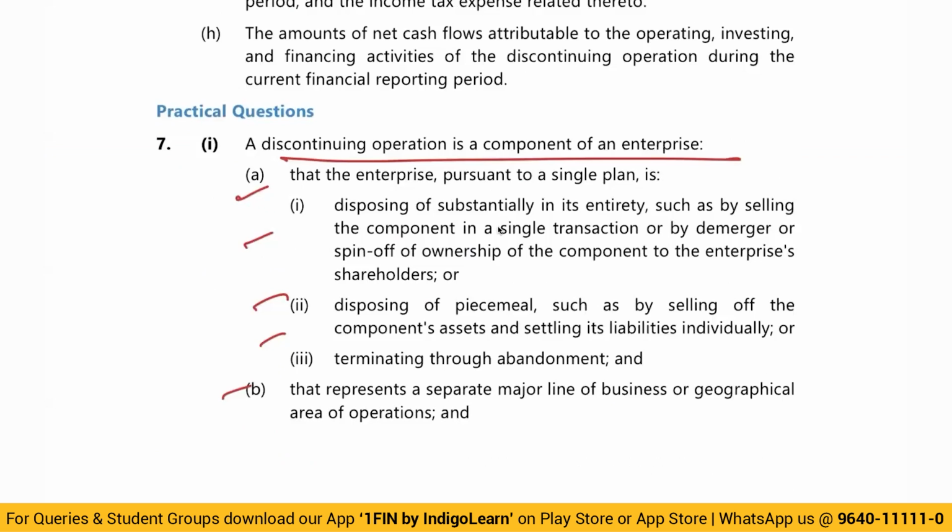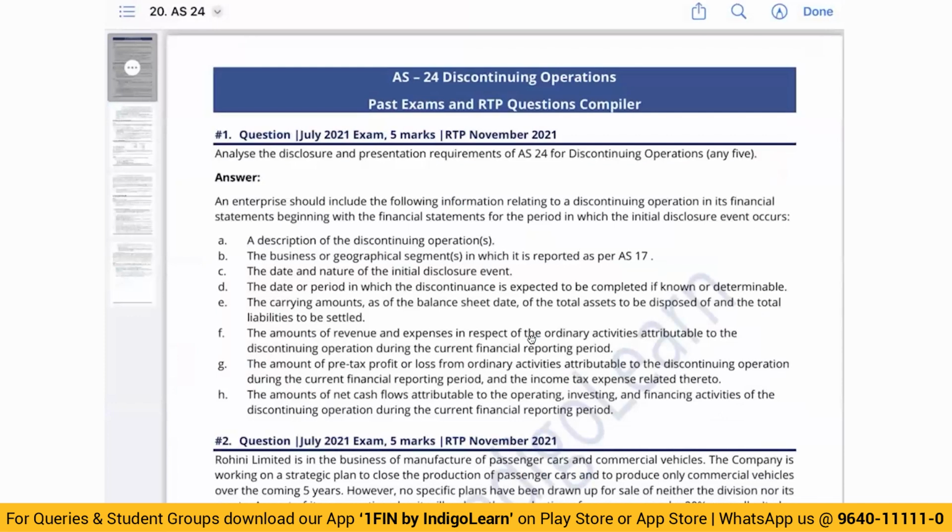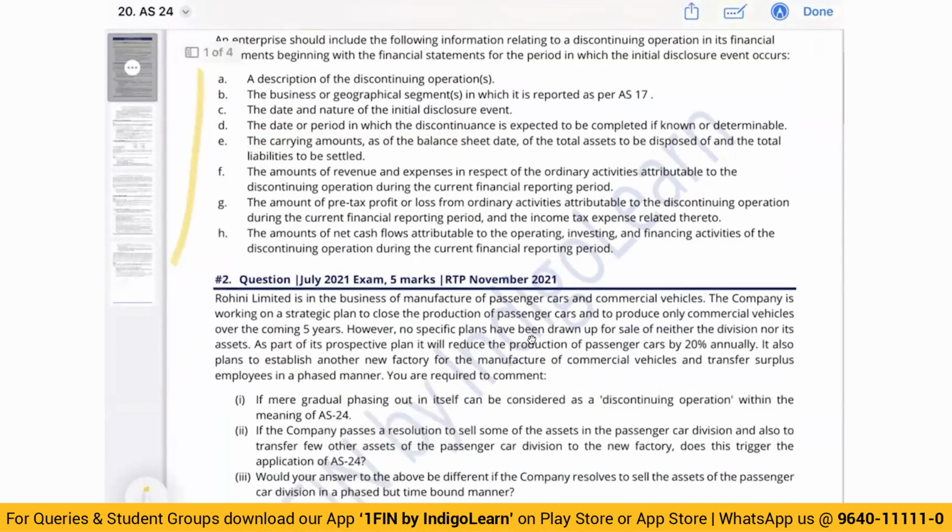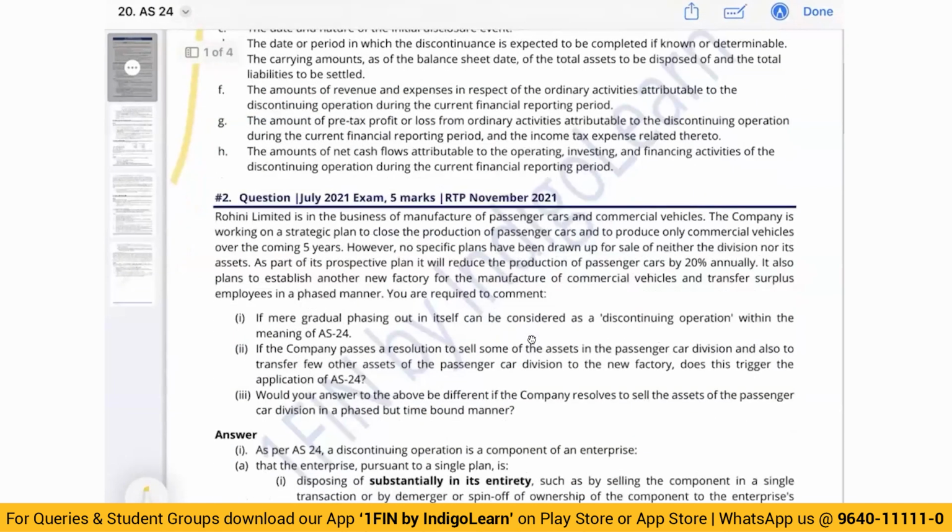And most likely, you would be getting questions based on MCQs. That is what I am expecting from this particular standard. So here you can see July 21, 5 marks question. Analyze the disclosure presentation requirement of AS 24 for discontinuing operations, any 5. Okay, so we have learned all of this. You have to give any 5. This we just now discussed.